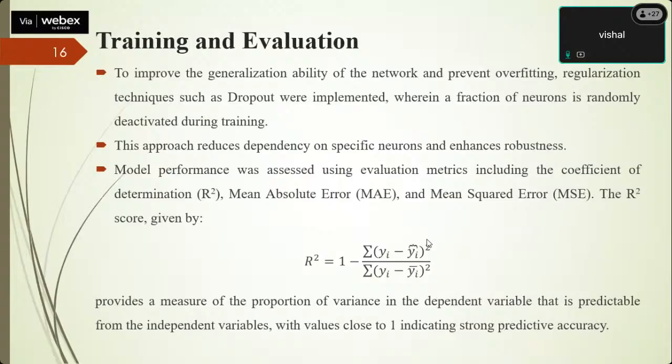The models which were formulated have also been evaluated. So how are we evaluating our model? Model performance was assessed using the evaluation metrics, including the coefficient of determination, R square. We check the R square value, mean absolute error, and mean squared error. R square score can be given by this formula. This measures the proportion of variance in the dependent variable that is predictable from the independent variable, with values close to zero indicating strong predictive accuracy.